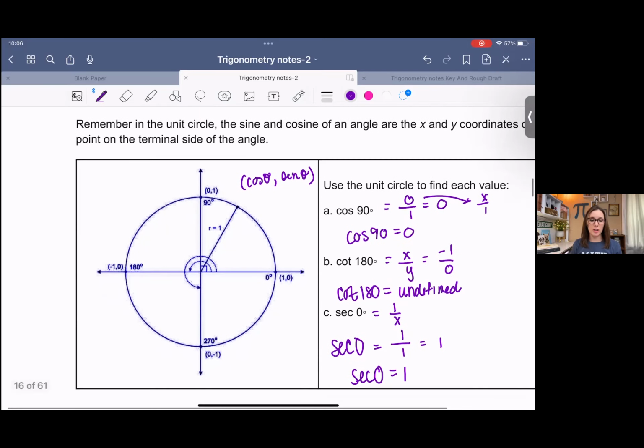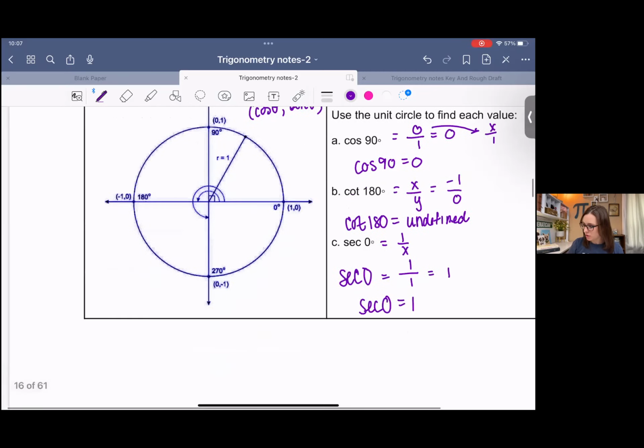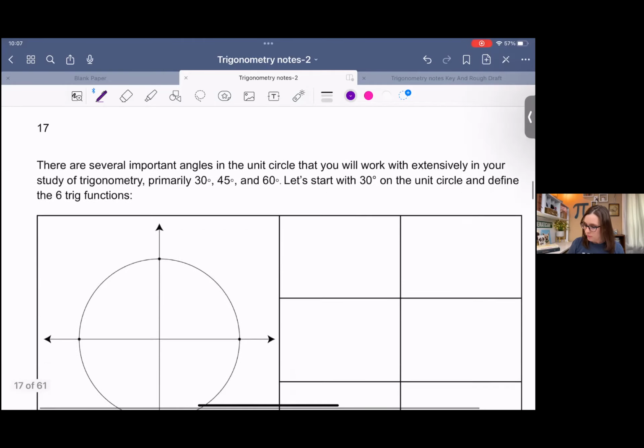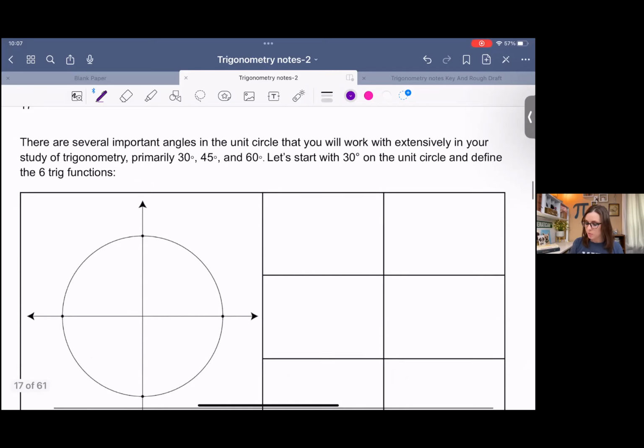So cosine of 90 degrees is 0. Cotangent of 180 degrees is undefined. Secant of 0 degrees is 1. And you can do that for all the trig functions for any angle, but we're just focusing on these quadrantal angles for now. And then we're going to be focusing on some other key angles. These angles that we're going to be looking at are 30, 45, and 60.